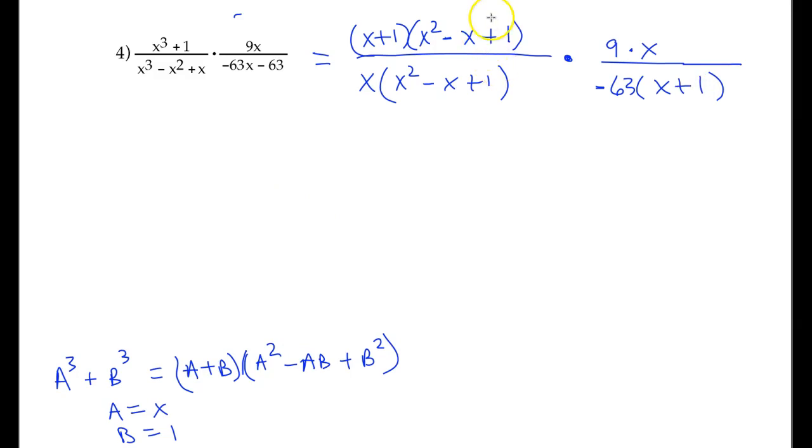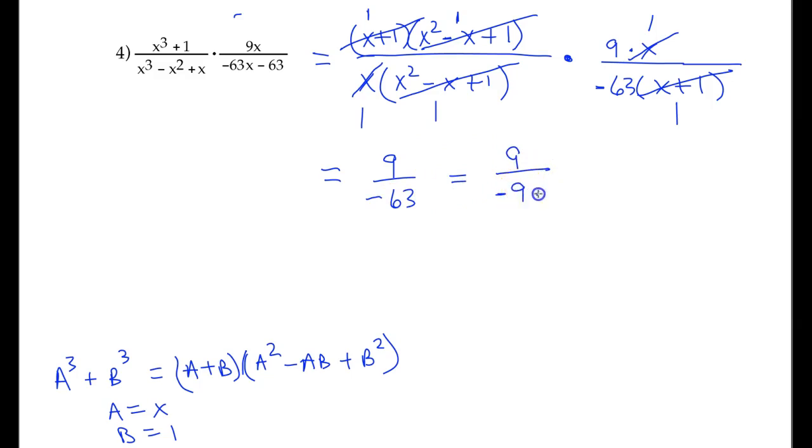Okay, so now that that's done, I notice that the x squared minus x plus 1 will reduce to 1. I also notice that the x here and the x here will reduce to 1. The x plus 1 here and the x plus 1 there reduce to 1. And all I have left is basically 9 divided by negative 63. If you remember, 63 is just 9 times 7. To make this a little simpler, I'll switch this around and say it's negative 7 times 9. It doesn't matter which factor you put the negative in. So here, these 9s reduce to 1, and all I have now is 1 divided by negative 7, which is just negative 1/7 for your final answer.